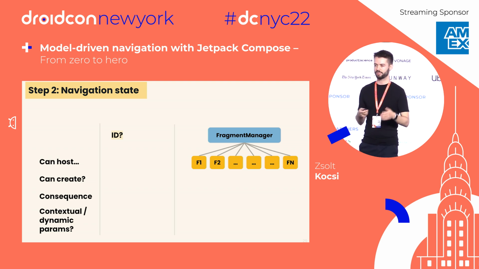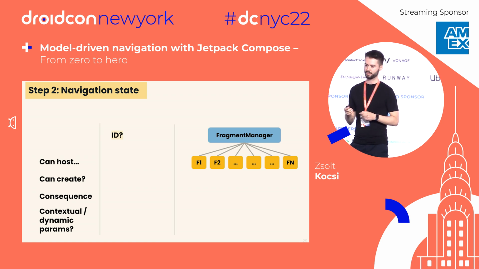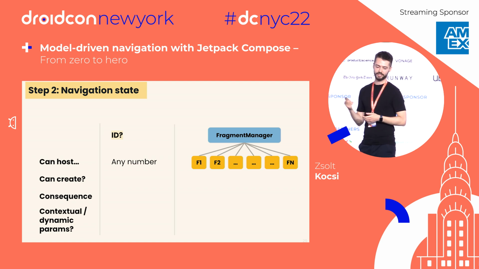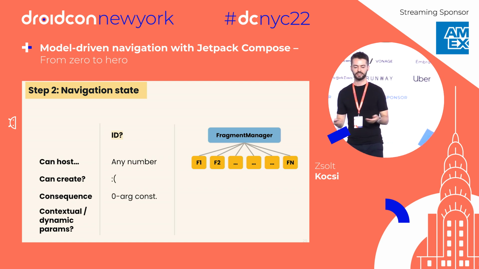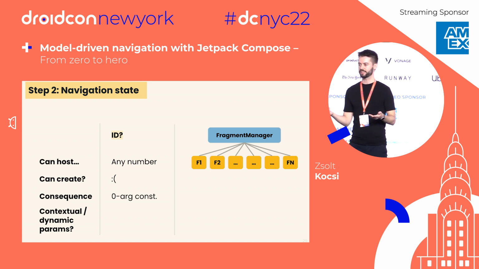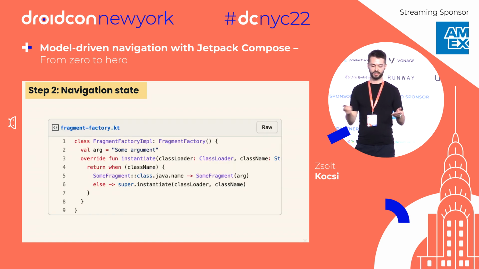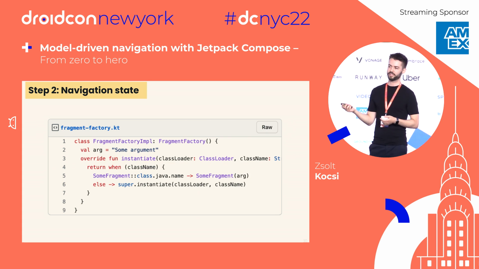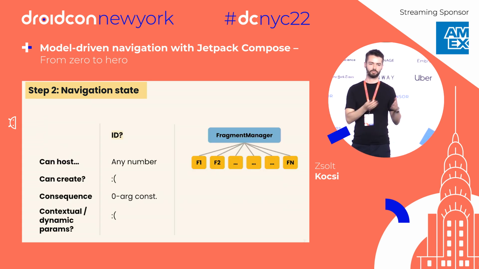If we go down the route with fragments or fragment managers, then we run into a similar problem if we represent our navigation targets, for example, with numerical IDs, in that a fragment manager can host any fragment that you can create, but it doesn't know how to create them. So as a consequence, you end up with zero-argument constructors, or if you are going with fragment factories, then you can't pass dynamic parameters. Why? Because a fragment factory implementation lives in a separate part of your application from the call site where you want to use it.